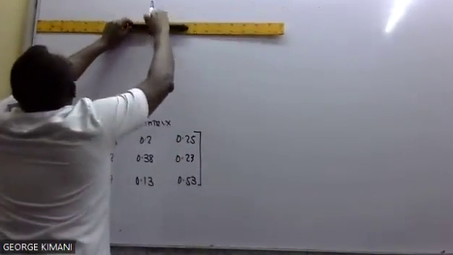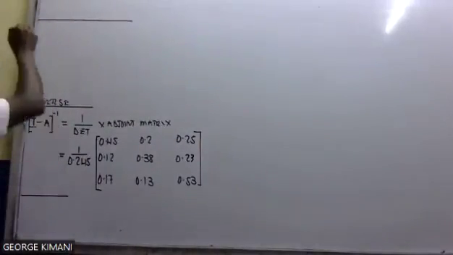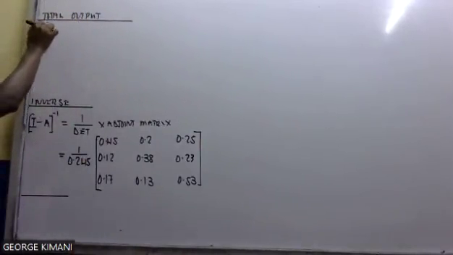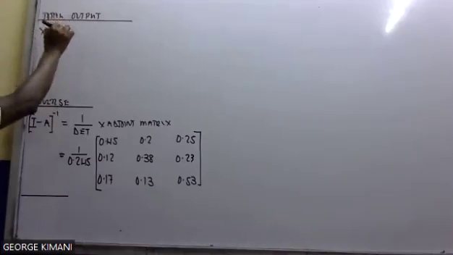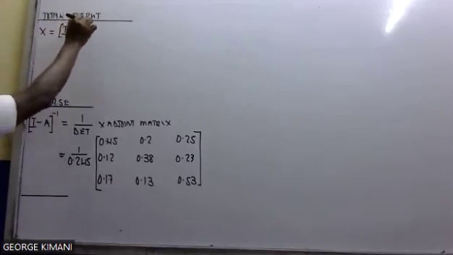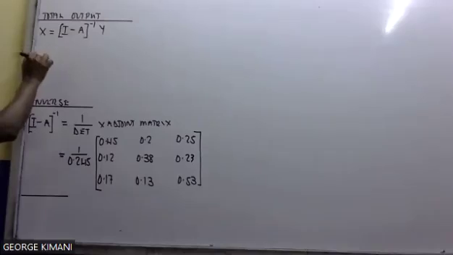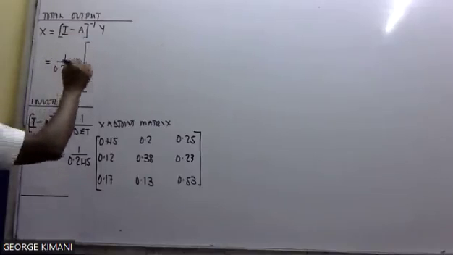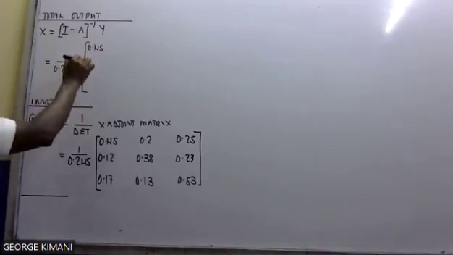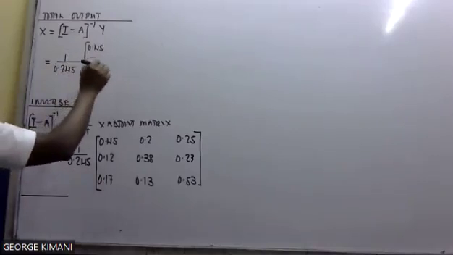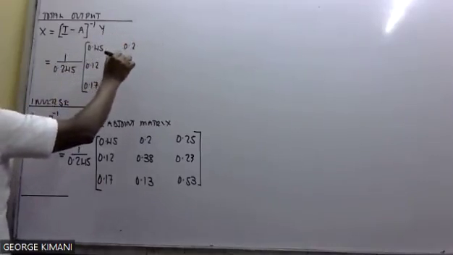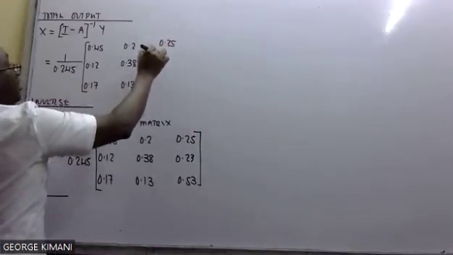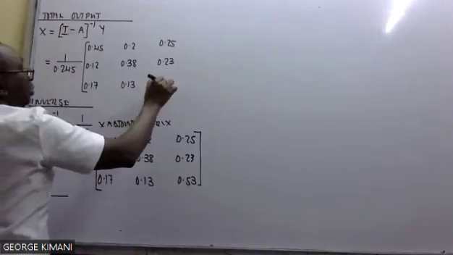Now you are able to read the total output. We can remind ourselves the formula: X equals I minus A inverse multiplied by Y. So this will be 1 over 0.245 times the matrix 0.45, 0.12, 0.17, 0.2, 0.38, 0.13, 0.25, 0.23, 0.53.